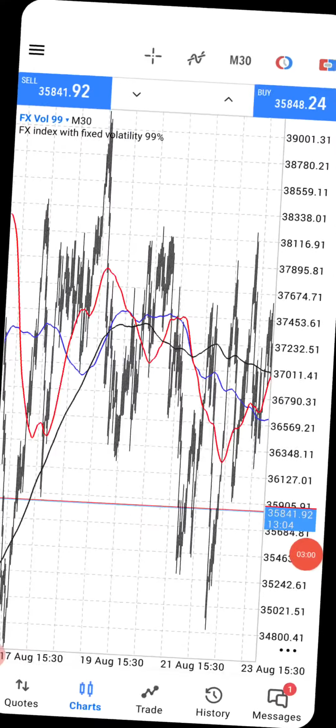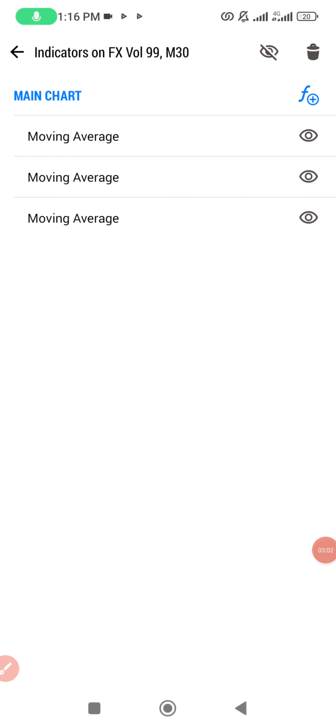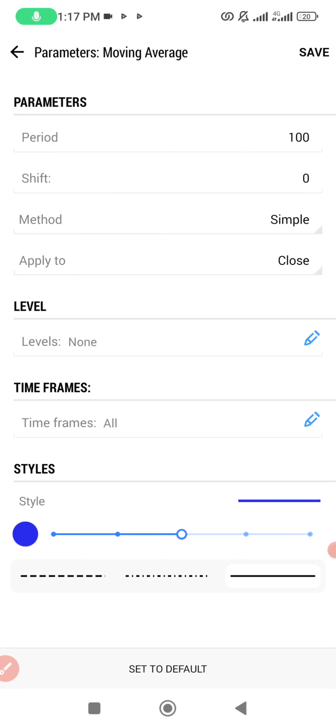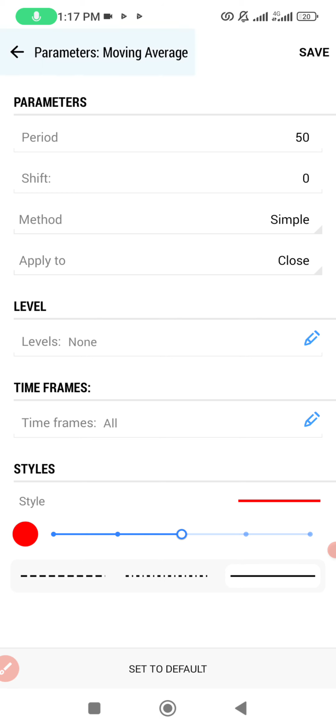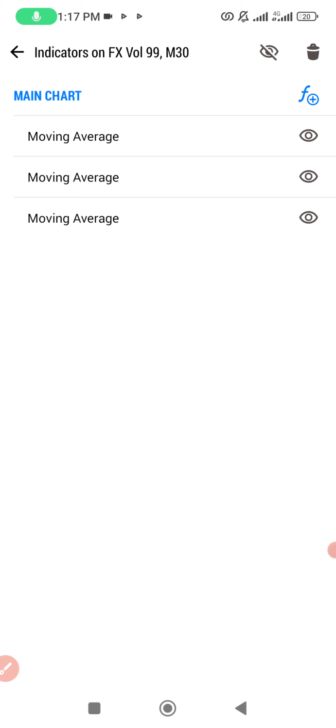Right now we are in the M30 time frame. This is the FSVO 999. When you look at the chart, these moving averages have been installed. So you see moving average 100, moving average 50, and moving average 200. The moving average 200 is black, moving average 50 is red, and moving average 100 is blue.